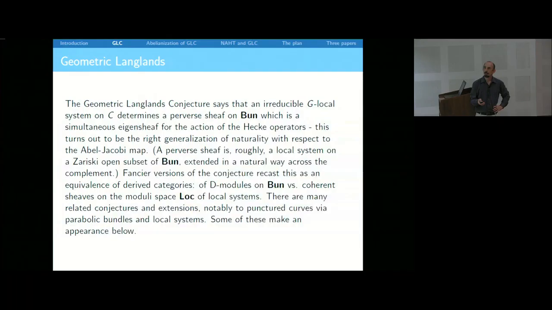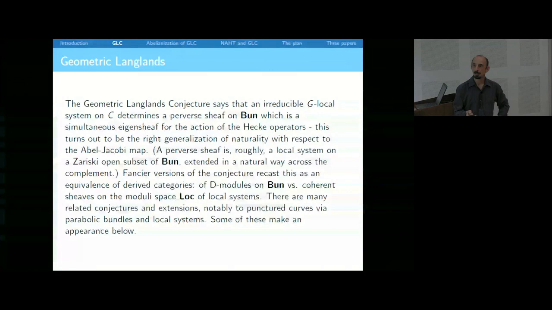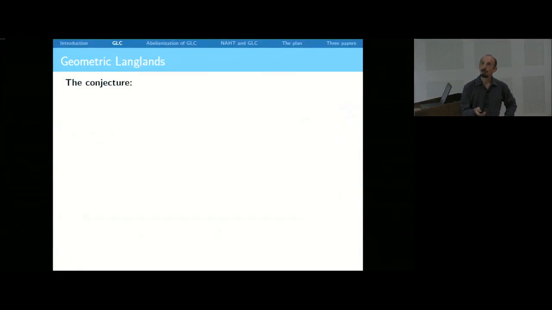And there are many related conjectures and extensions. Some of them go along the lines of the things we heard this morning from Mochizuki about going to punctured curves via parabolic bundles and local systems. And some of those inevitably will come in below. So let's finally try to state a version of the conjecture.